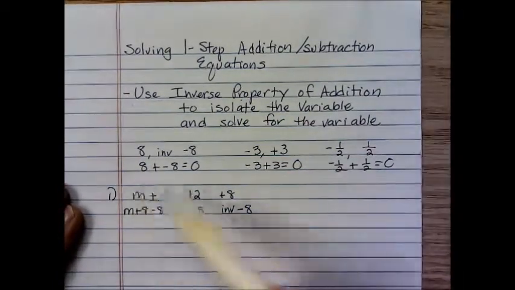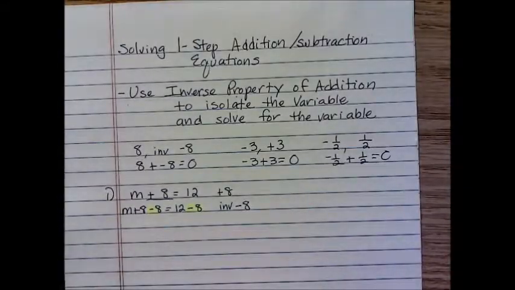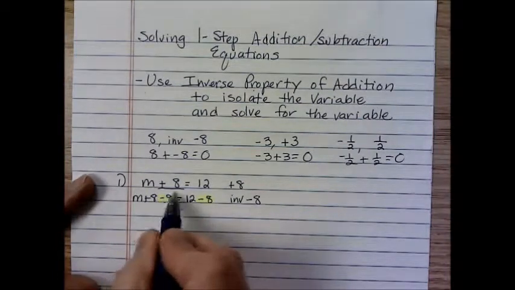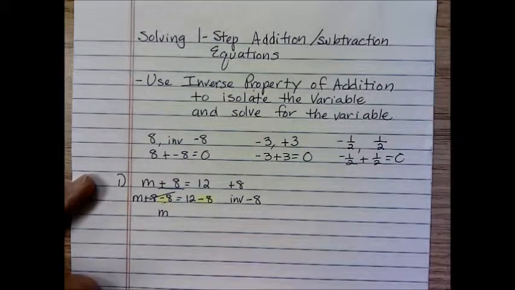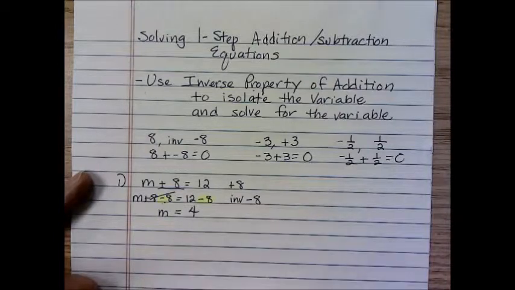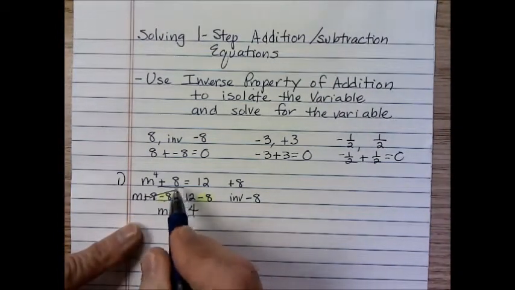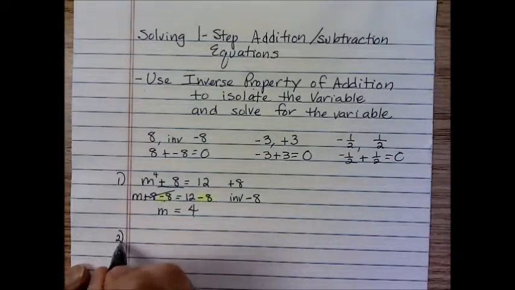So I've taken the original equation, subtracting it on the right and the left. We do this at the same time. So positive 8 minus 8, those cancel, and m plus 0 just leaves us m. And 12 minus 8 would be 4. And notice, if we substitute this 4 in up here, 4 plus 8 does equal 12. Let's look at another problem.